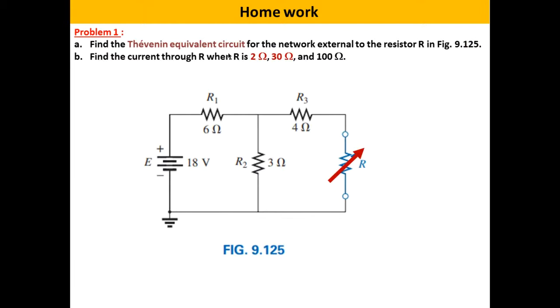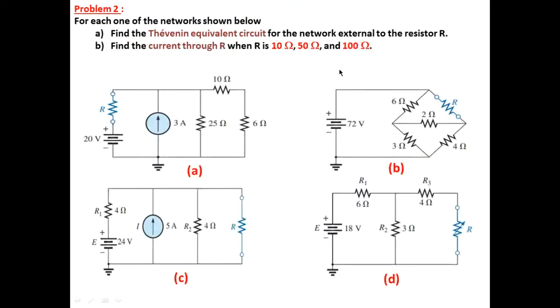Okay, so you are ready now for the homework. We have problem number 1. For this circuit, we have to calculate the Thevenin equivalent circuit, and then we determine the effect of changing R on the current going into the resistor R. So first of all, you have to remove this. Go step by step, gentlemen. Apply the steps that you have learned today. And then you calculate the current for R equals 2 ohms, 30 ohms, and 100 ohms.